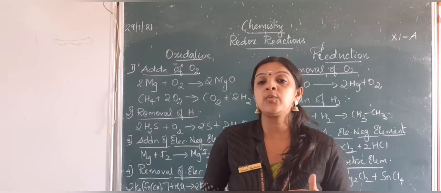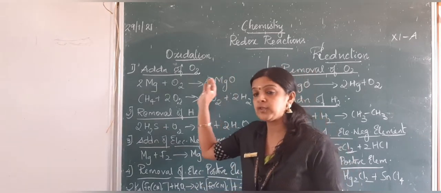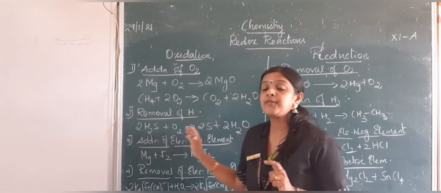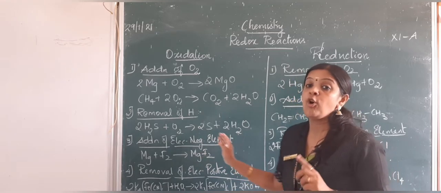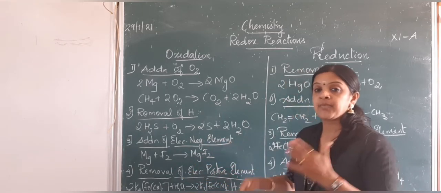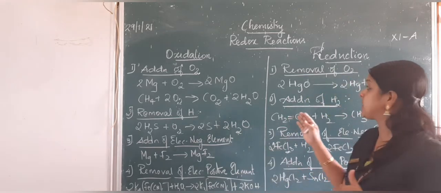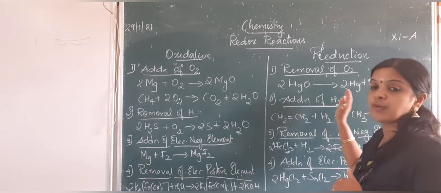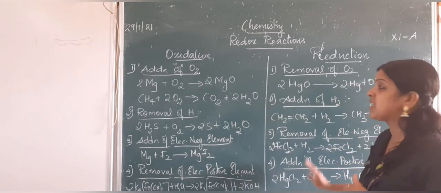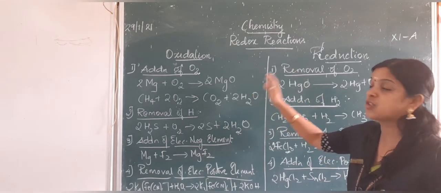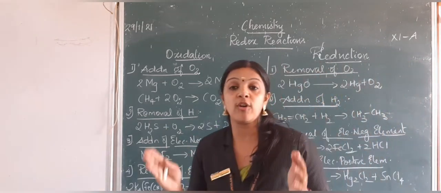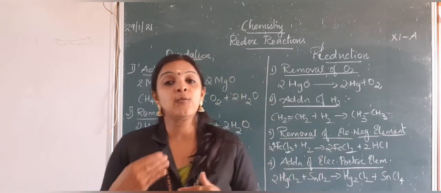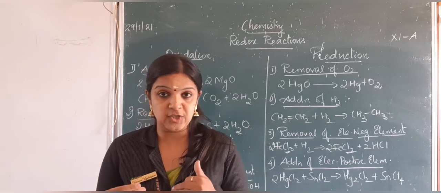To put it in simple words, I can say oxidation refers to addition of oxygen or electronegative element, or removal of hydrogen or electropositive element. What is the reverse of it? Reduction can be defined as removal of oxygen or electronegative element, or addition of hydrogen or electropositive element. Together we call oxidation and reduction a redox reaction: reduction and oxidation taking place simultaneously is called a redox reaction.